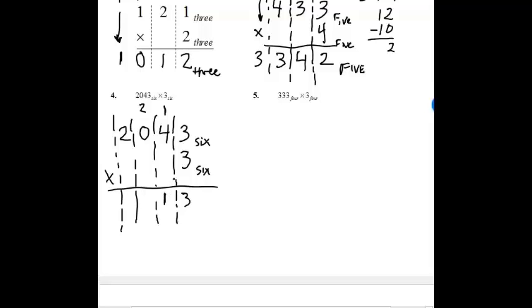0 times 3 is 0. Plus 2 is 2. We don't carry at all, so we just drop down that 2. 2 times 3 is 6. How many times does 6 go into 6? Once. What's left over? 0. And we drop the 1 down. And we have our final answer.